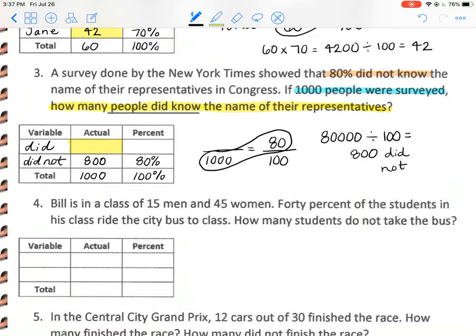Well, 1,000 minus 800 is 200, just like 100 minus 80 is 20%. So this is one way that you could come up with that 200, which is the number of people who did know the name of their representatives.